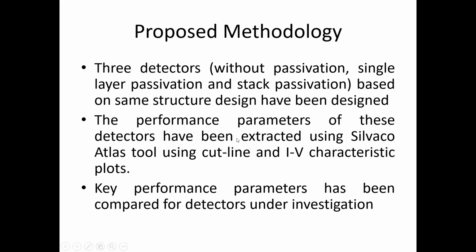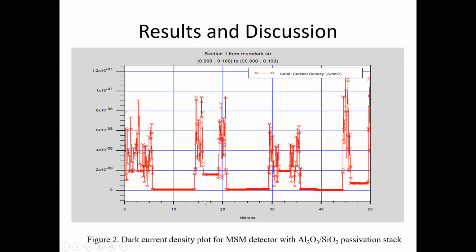The performance parameters of detectors have been extracted using Tony plots, cut line plots, IV characteristics plots, and the key performance parameters have been compared. These have been compared for all the detectors which are under investigation. So this is the first result we have shown before you, that is the dark current density plot.